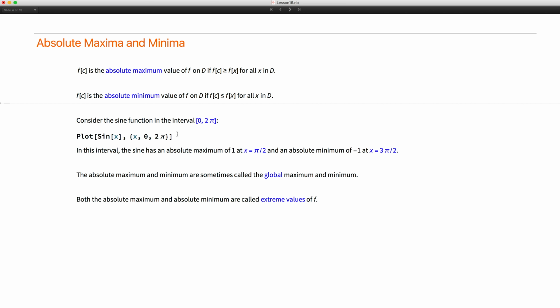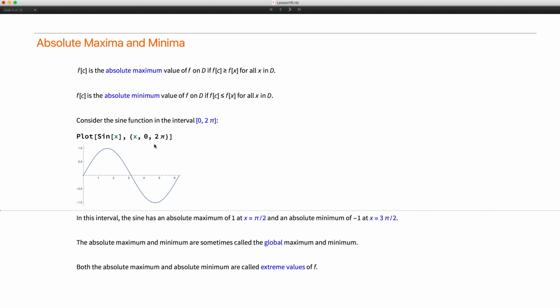For example, if you take the sine function, clearly its maximum is over here at pi over 2, where it's got value 1, and its minimum at 3 pi over 2, where it's got the value negative 1. Another term used for absolute maxima and minima is global maxima and minima. So when they say absolute, they mean the same thing as global. And together these maxima and minima are sometimes called the extreme values of the function.